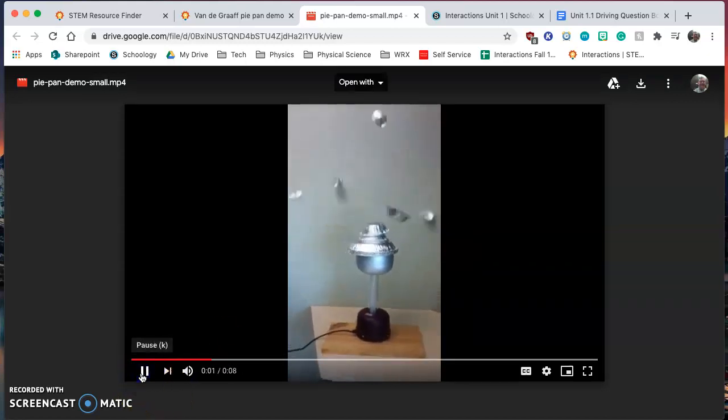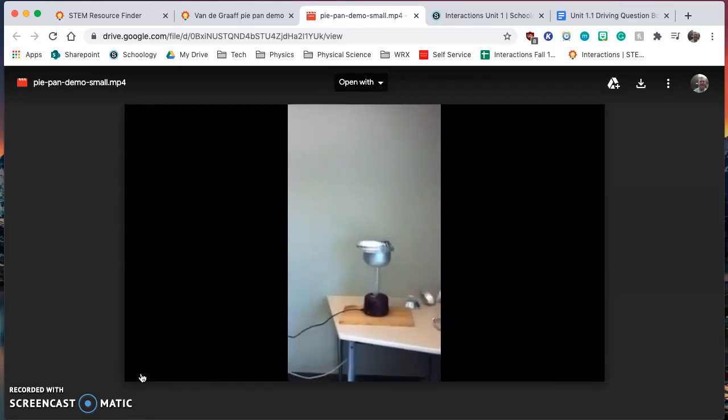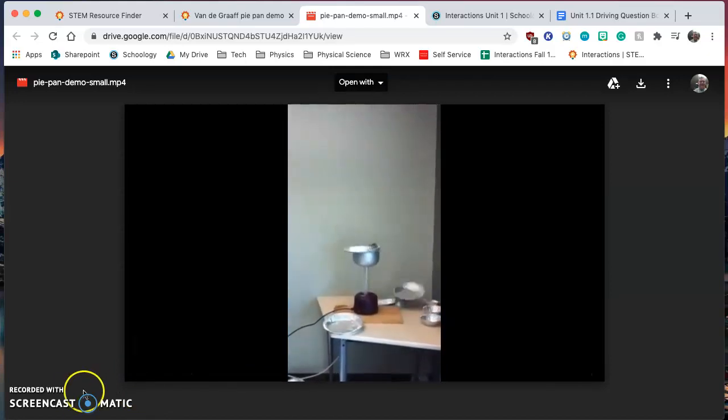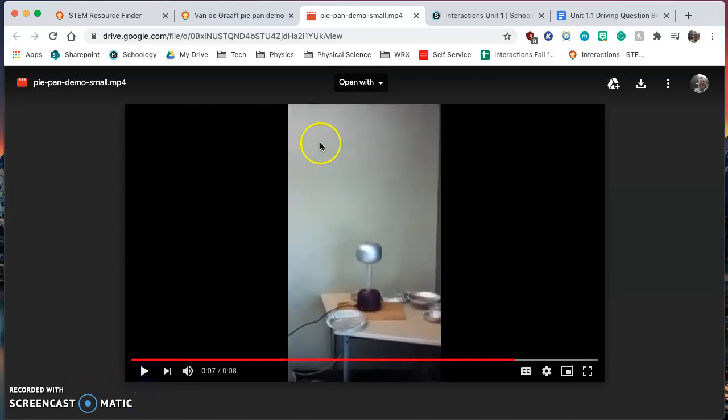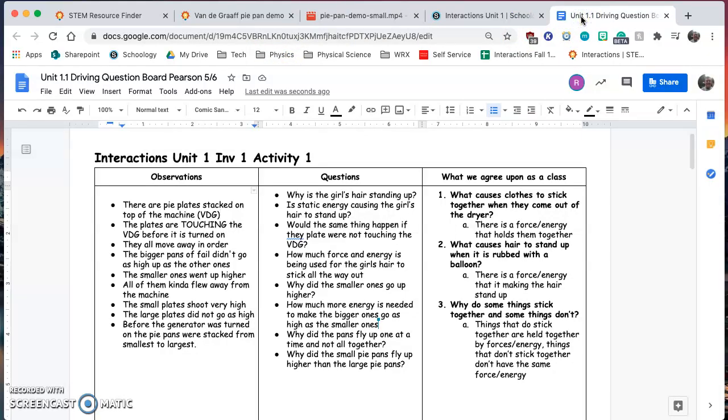As I watch through the video, I see that the plates are starting to move off. So I can go back. Again, I know this is tricky flipping between tabs, but that's the beautiful thing about a video. I can go back and I can rewatch it if I need to. So I see some more observations. Smaller ones flew up higher. All of them flew away from the machine. We have a lot of good observations about what was happening throughout that experience, okay?